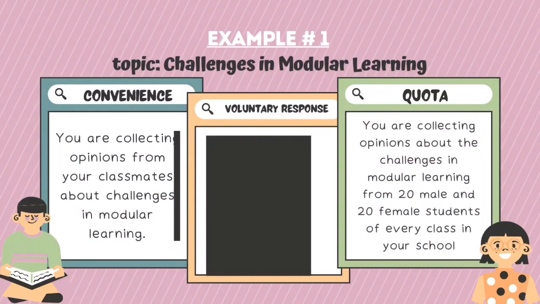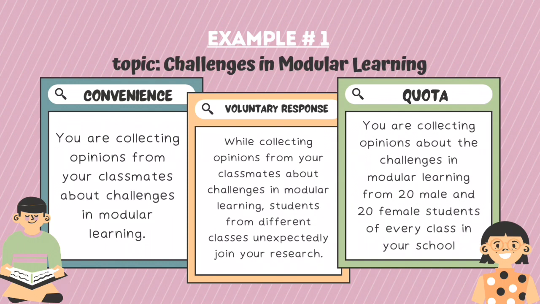To fully understand the difference of the non-probability sampling types, let's use them in concrete examples. In our first example, let's see how the topic challenges in modular learning applies to the different non-probability sampling types. First, we have convenience. As a researcher, you are collecting opinions from your classmates about challenges in modular learning. This becomes convenient because the researcher solicits opinions coming from his classmates. There's easy access because these people are closer to him than others.